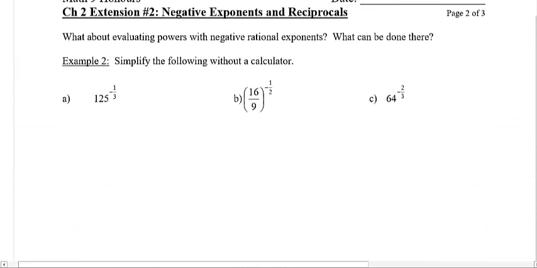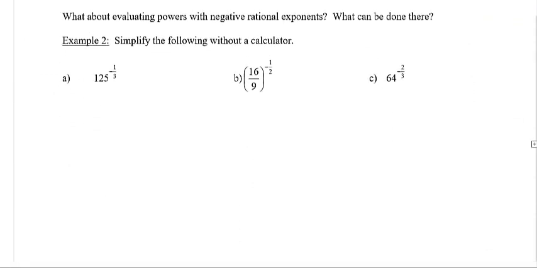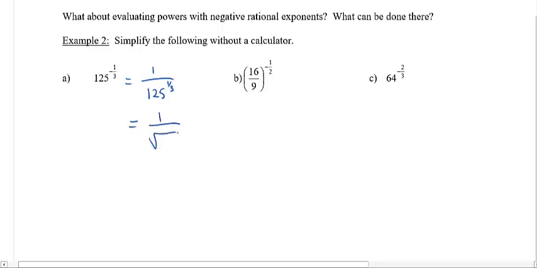Okay, what about evaluating powers with negative rational exponents? What can be done there? So see if you can simplify these now without a calculator. 125 to the power of negative 1 over 3. So that negative exponent, once again, I like to do that as a reciprocal. So 1 over 125 to the power of positive 1/3. And do you remember from the last lesson what the power of 1/3 was equal to? I hope so. The cube root of 125. That's correct. And the cube root of 125 is just 5. So the answer is 1/5.